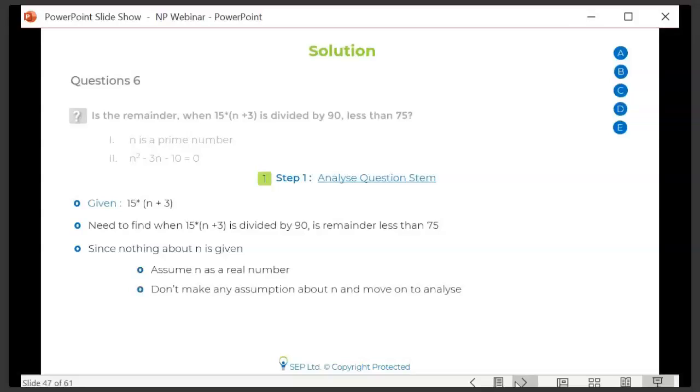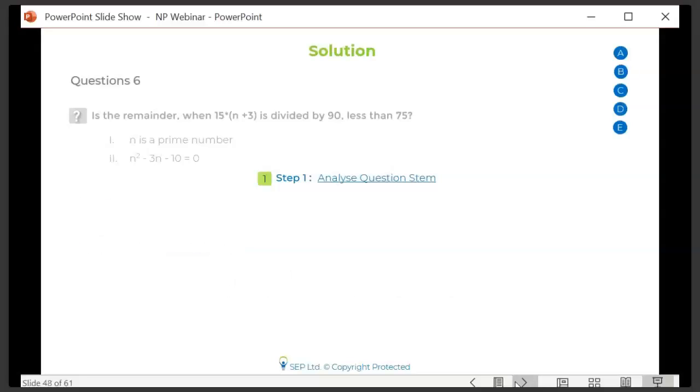In fact, you don't need to make any assumptions at all. You could have simply left it there and said it could be any number possible. So that is all I know. So let me move on and try and do my analysis. Now, before discussing the solution, I want to give you some conceptual learning here.